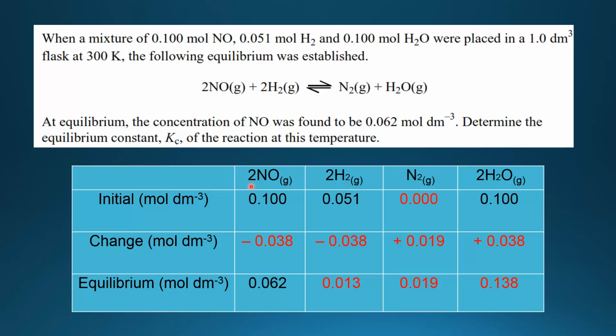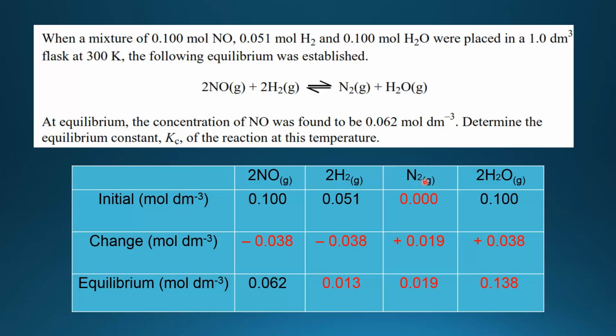We'll start with the nitrogen monoxide because we are given the equilibrium concentration, which is 0.062. And we have the initial, so we can subtract the initial from the equilibrium, and that will give us negative 0.038, and that's the change in concentration. Once we know one of these values, we can calculate the others. Now you look at the coefficient in front. The coefficient is the same for the nitrogen monoxide and the hydrogen, so the change will be the same. In this case, it's negative 0.038. If you add the change to the initial, you get the equilibrium concentration.